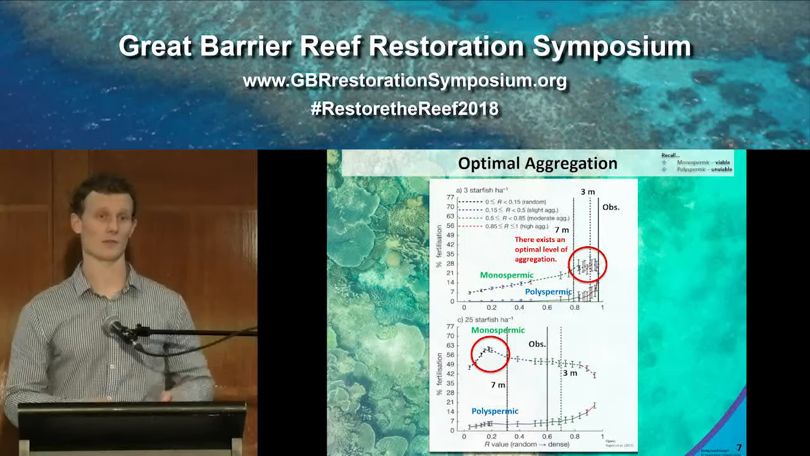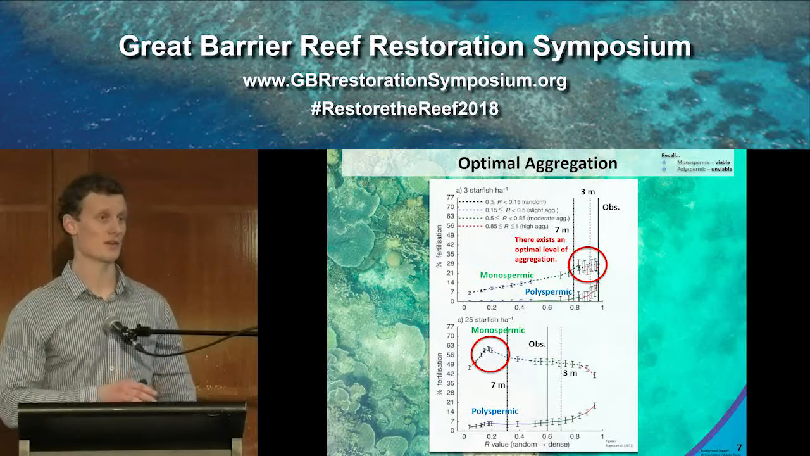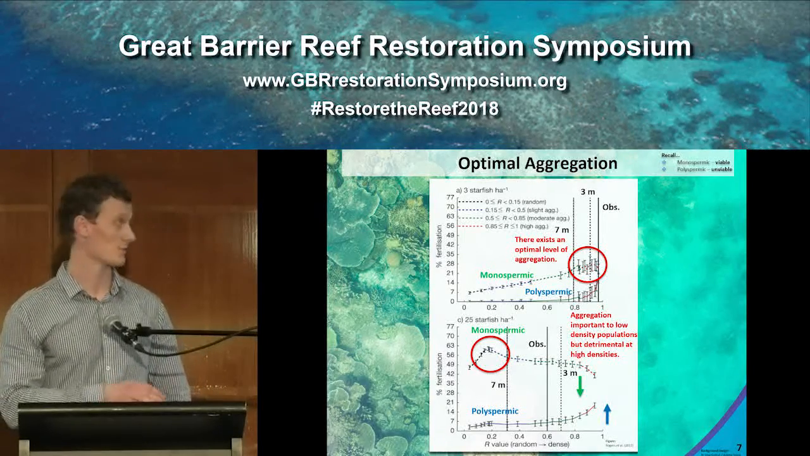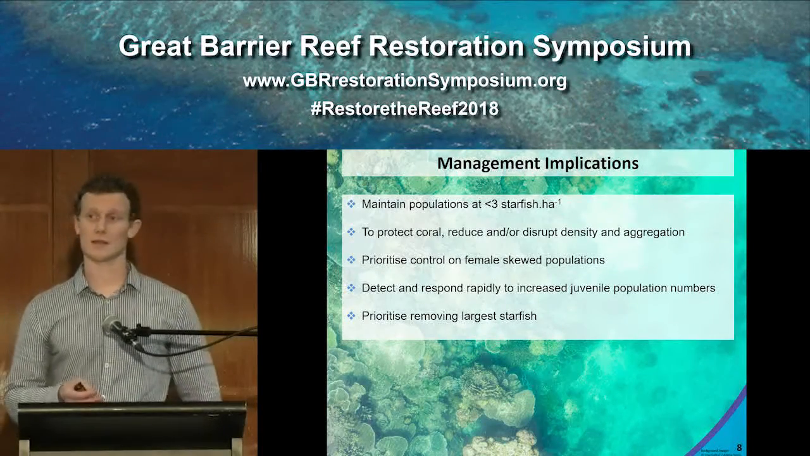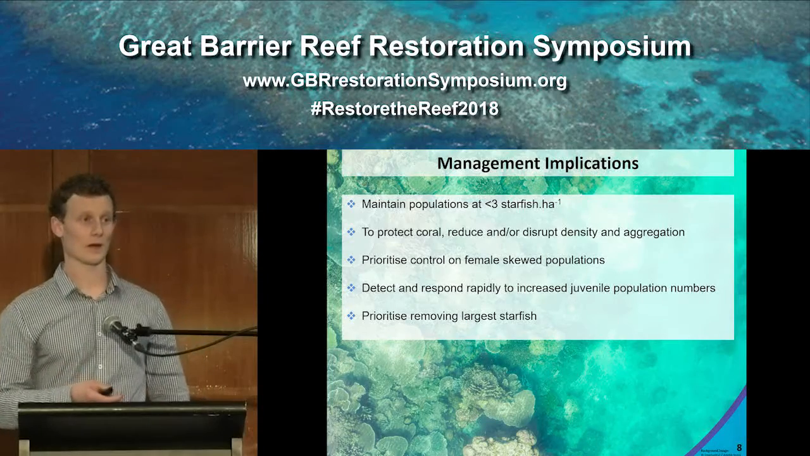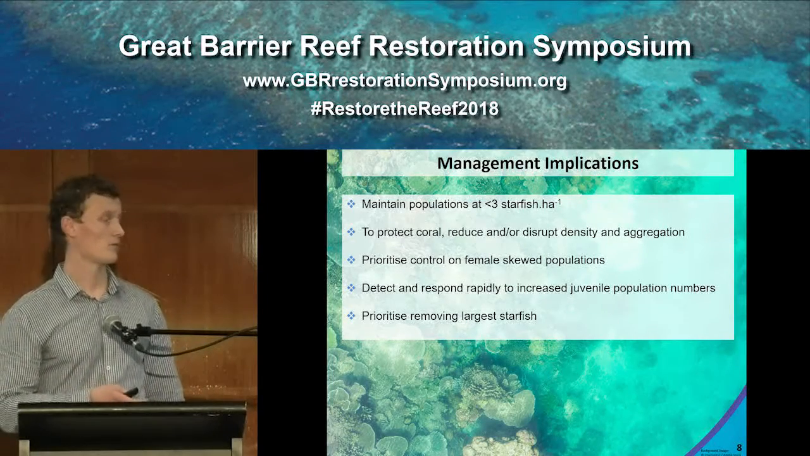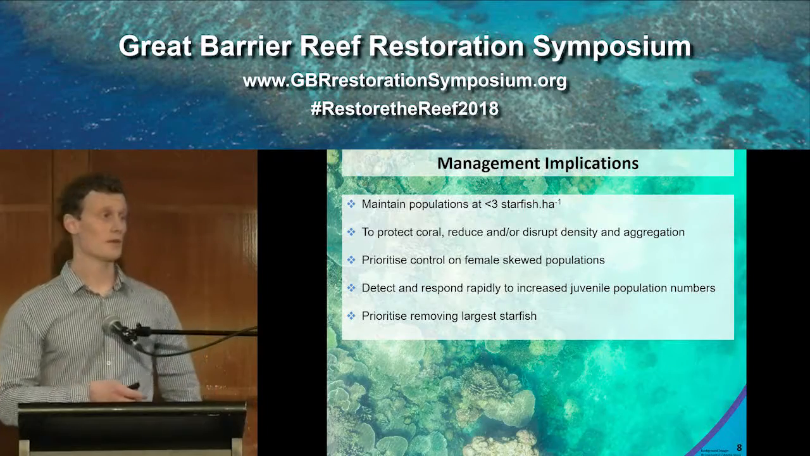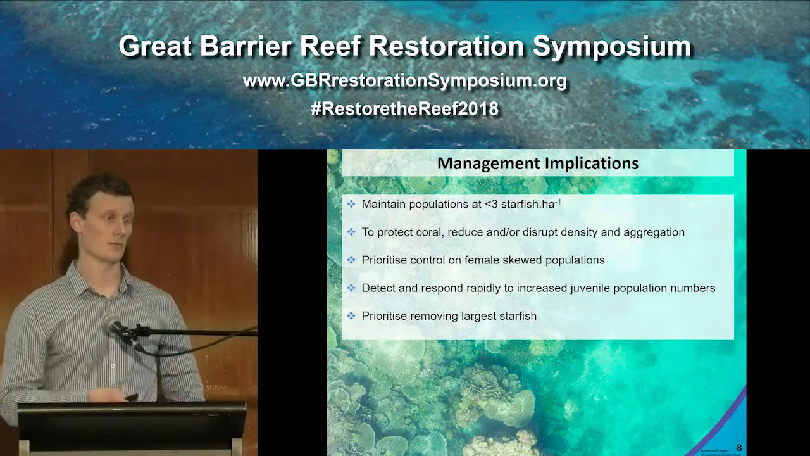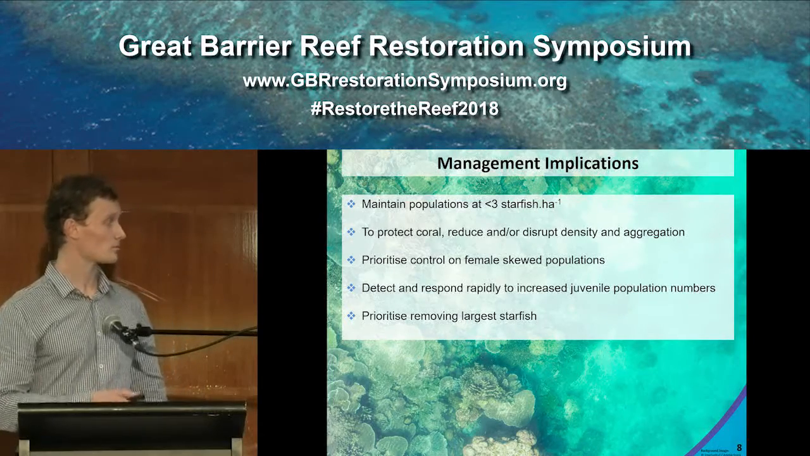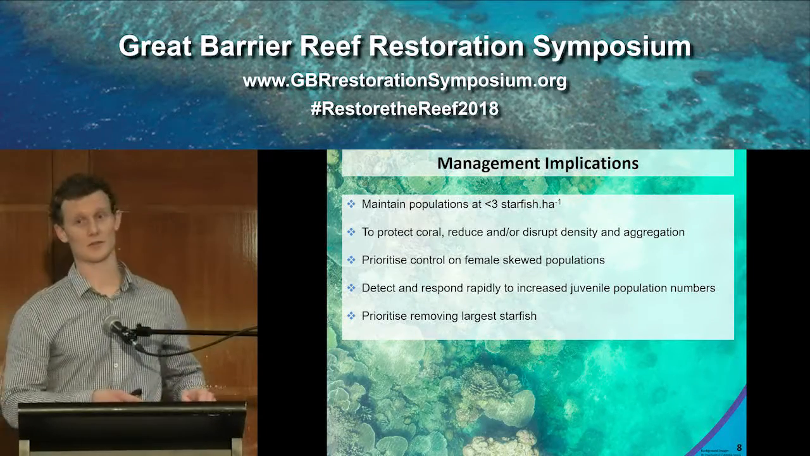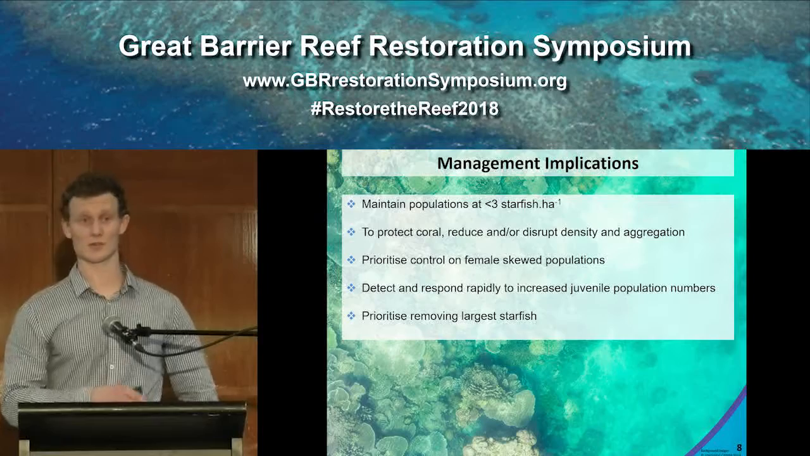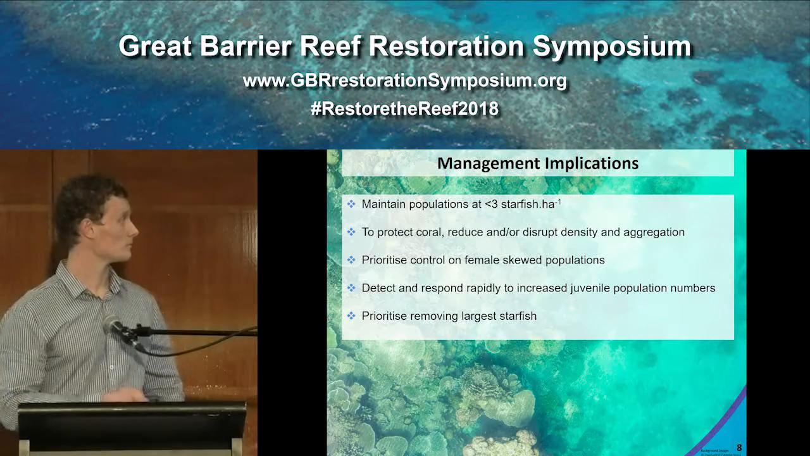We also did a number of sensitivities in our model, and we found that female skewed populations could really accelerate much quicker than even sex ratios or male skewed sex ratios. And similarly, we found that an increase in juvenile numbers was an indicator of an incipient outbreak risk, because as size of the individuals in the population increased, there was a dramatic increase in their reproductive potential. And through the same lens, we found that removing the largest starfish was going to give you the most bang for your buck, because you're reducing the average size in the population.